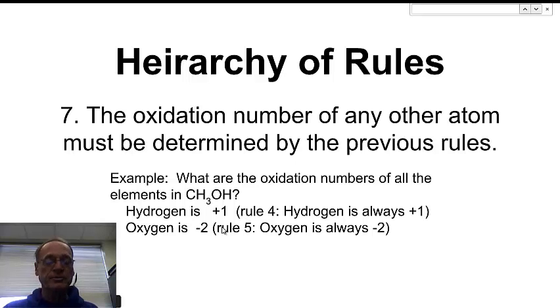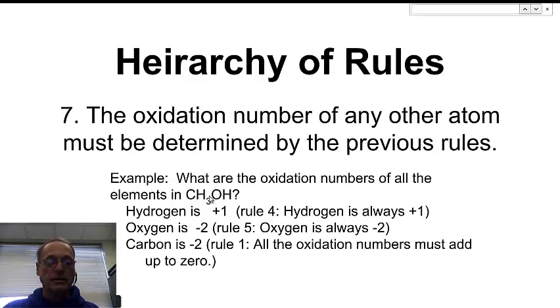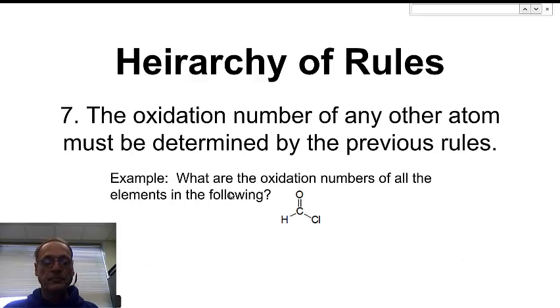So therefore, what must the carbon be to make the whole thing come out to be 0? Carbon must be a -2. So notice -2, +1, +1, +1, -2, +1. They all add up to 0.